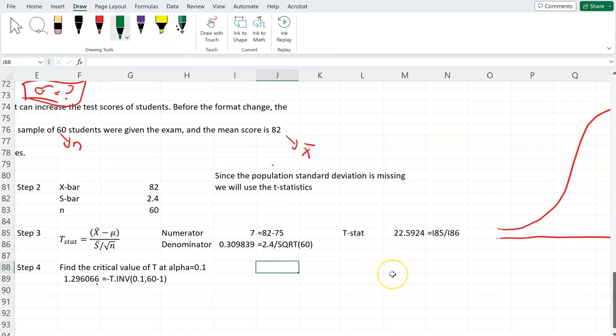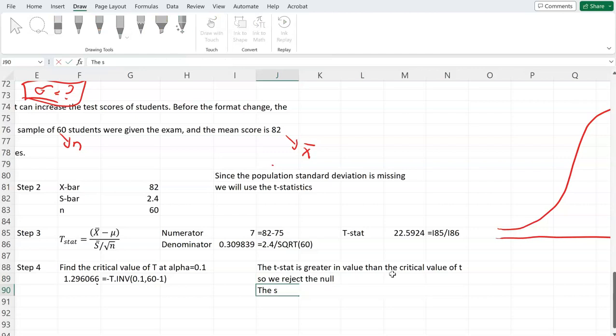In this case, we don't need to write absolute value or anything because we know the number, so we can write the t-stat is greater in value than the critical value of t. So we reject the null. The test scores improved. So now we can say that since this t-stat that we calculated is greater than the critical value of t that we have down here, we will reject the null, and we can now say that the test scores have improved.